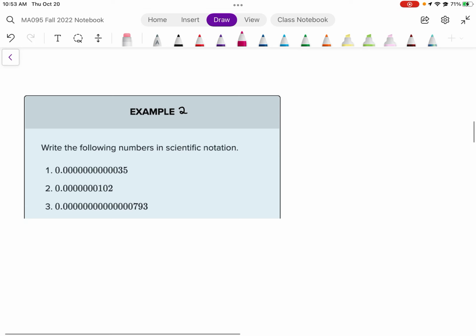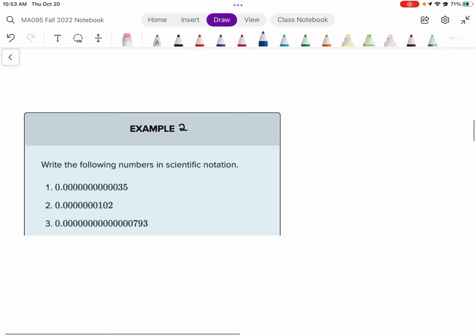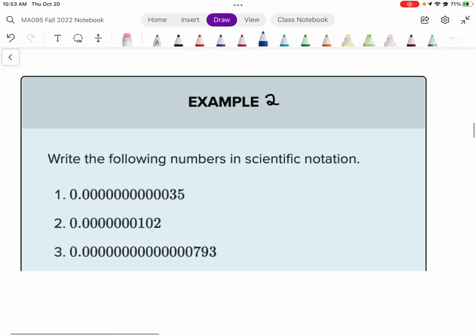Now let's look at some small numbers. I'm not going to rewrite these. We're just going to write it right here. All right, I'm going to make it big. All right, so we need to get all the way over to right there. So this is going to be 3.5 times 10 to the negative something. Negative because it's tiny. Okay, so let's go 1, 2, 3, 4, 5, 6, 7, 8, 9, 10, 11, 12. Negative 12. 3.5 times 10 to the negative 12 is that number right there. You try the rest and then come back and see if you get them right.